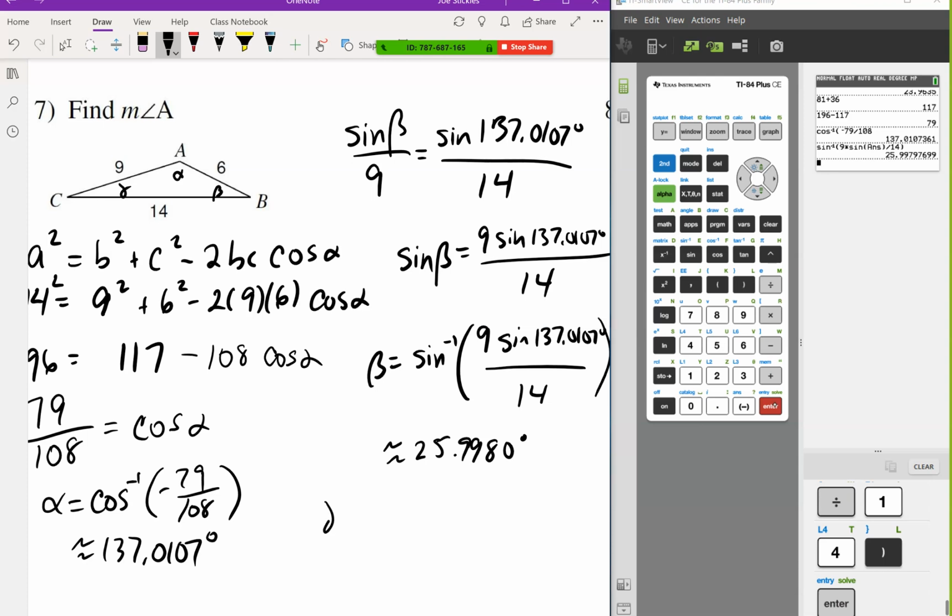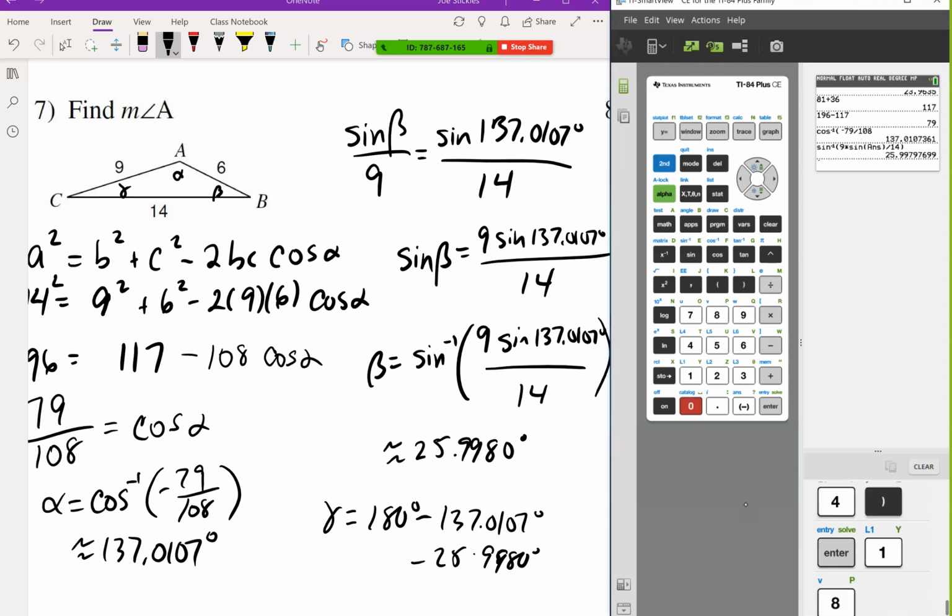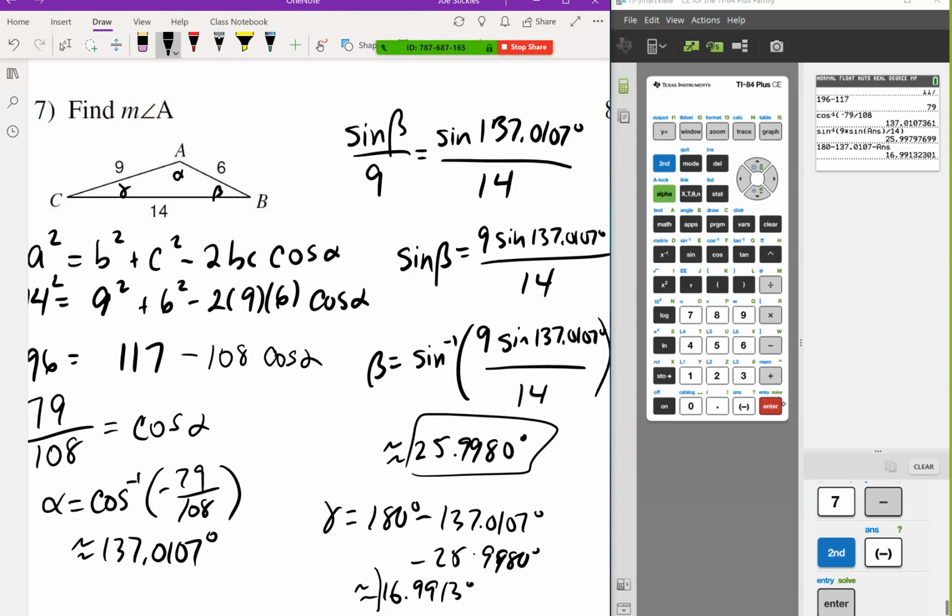And now finally, for gamma, once I find the two angles, the gamma one's easy because I just need to subtract from 180. So going back over to the calculator, we'll do 180 minus 137.0107 minus, and then I'll do previous answer because it's already typed in there for me, 16.9913. So these three angles are what we needed to solve that triangle.